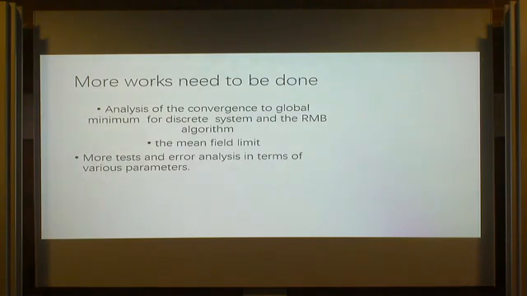All right, so I conclude here. Of course, there is more work that needs to be done. For example, analysis of convergence to the global minimum for discrete systems. We have a proof of consensus for the discrete system, but we have not proved the convergence toward the global minimum. We have it for the continuous ODE, but not for the discrete version. And also, if you use random batch to replace the summation, so far we do not have any proof for that. It's also interesting to prove the mean field limit for these kinds of systems.